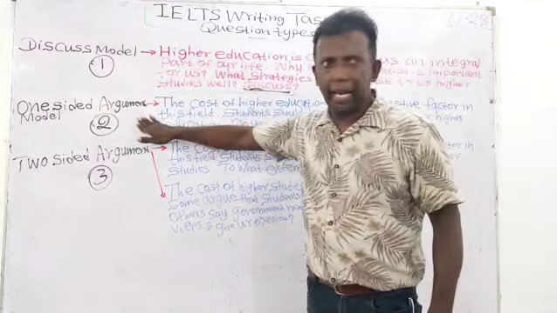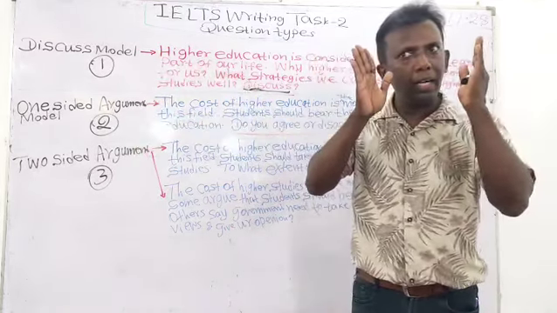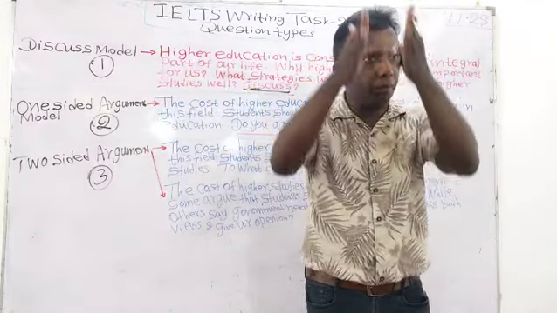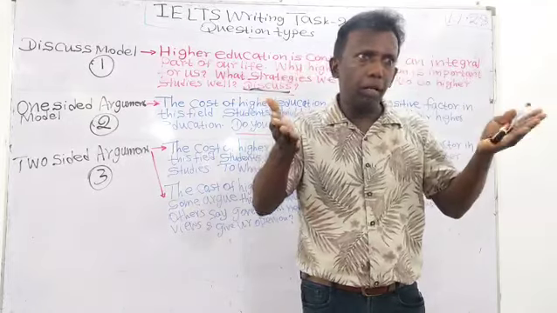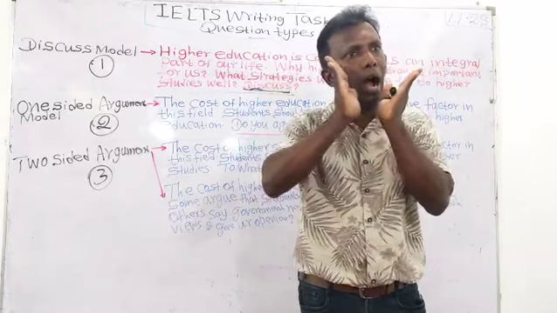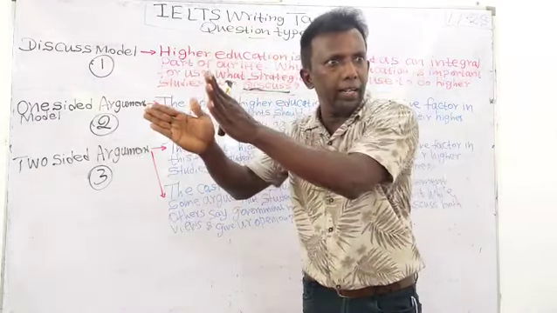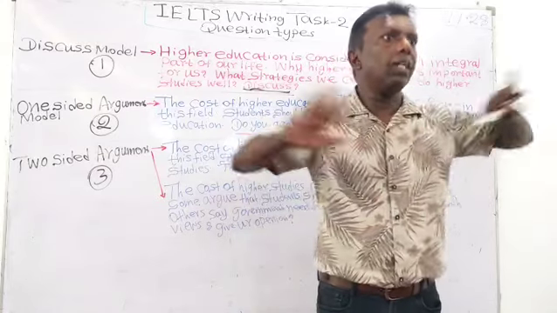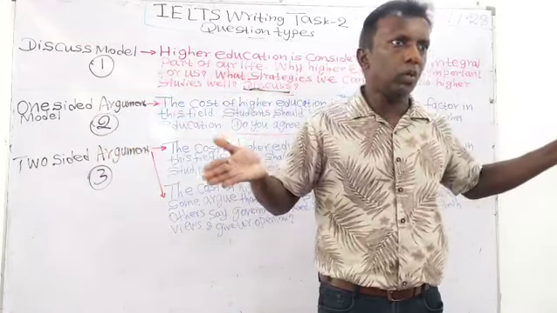In this question type, we are making an argument by looking at a problem, a social problem or economic problem or whatever the problem. We look at the problem, but our argument is focused on only one side. Only one side. Why do I want to tell you this? Every problem has two sides.